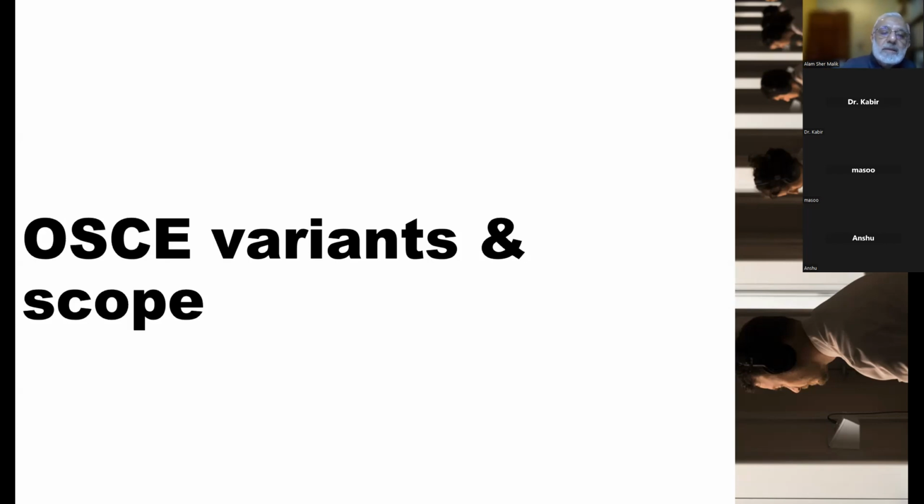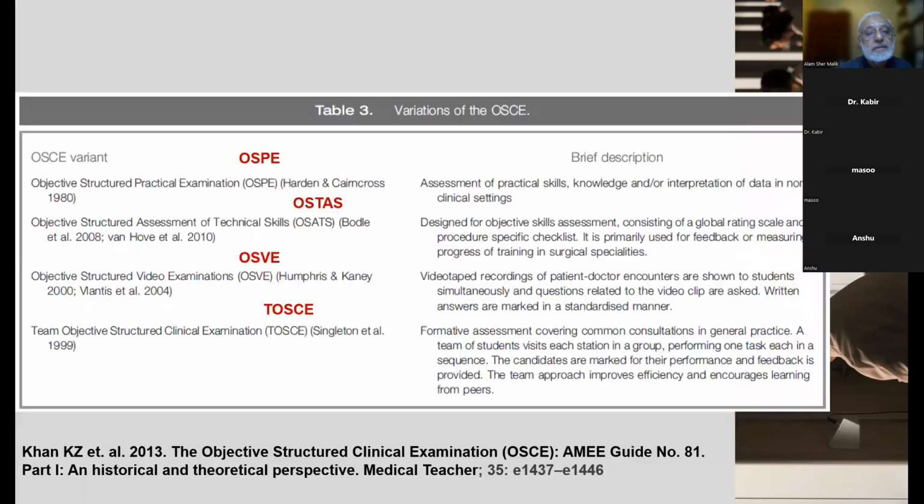Now, as I said earlier, OSCE is a platform, and that has resulted in a number of variants of OSCE. The reason I'm putting it here is that sometimes it becomes very confusing when we are reading these variants in the literature. One is OSPE, which I have already mentioned, the objective structured practical examination. Of course, it follows the same principles as the original OSCE, but this is one variant used for assessment of practical skills, mainly in preclinical areas.